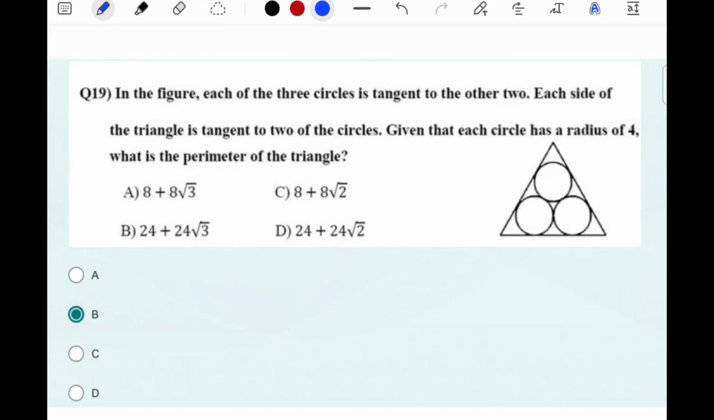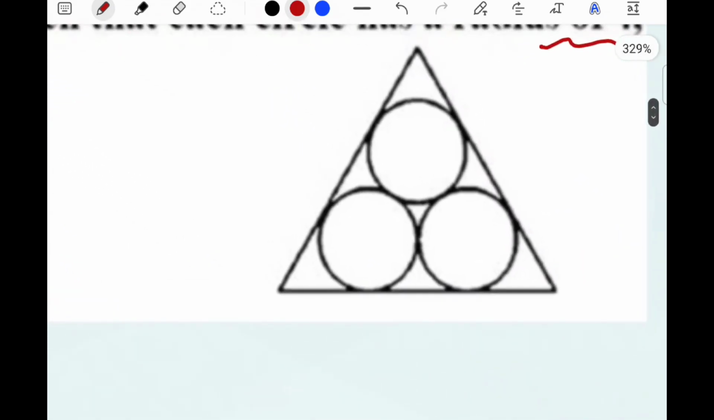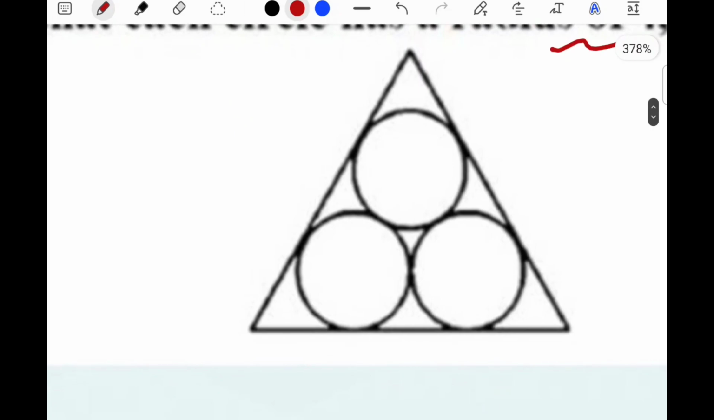Now here's a new question. It says that you have 3 circles that are tangent to each other, and each side of the triangle is tangent to 2 of the circles. Given that each circle has a radius of 4, what is the perimeter of the triangle? So let's see. Nothing is given about the triangle, whether it is equilateral or isosceles. Let's treat it as a regular triangle, which means that it has 3 sides: x, y, and z.